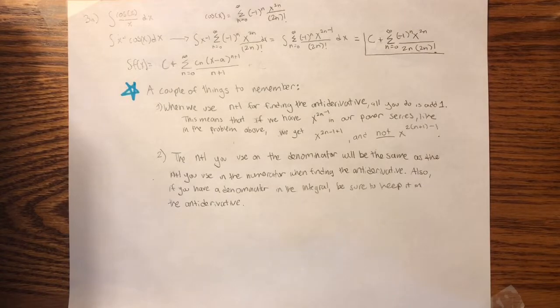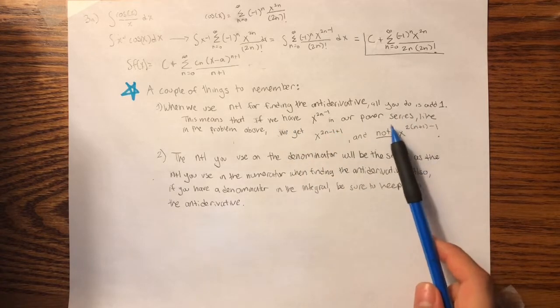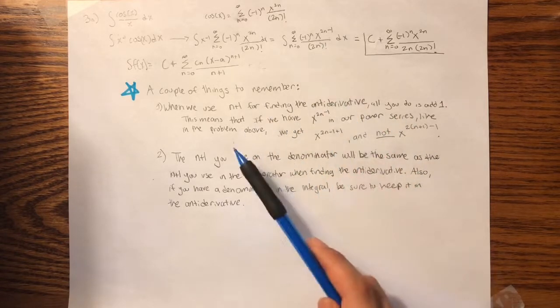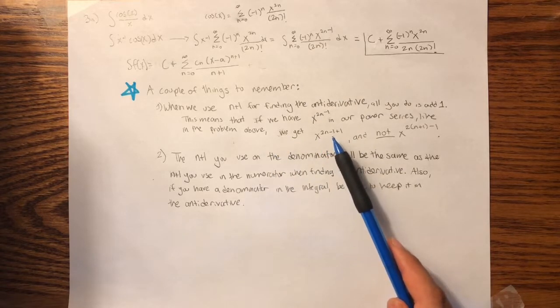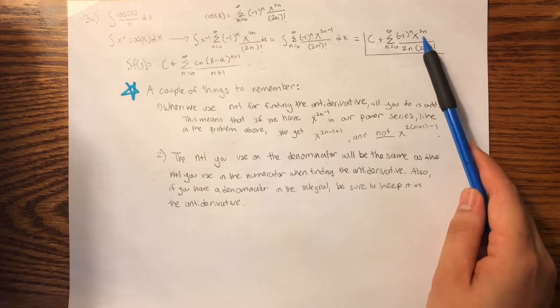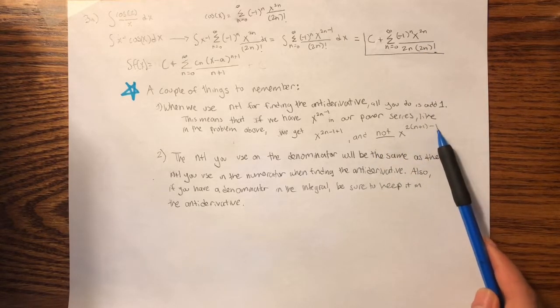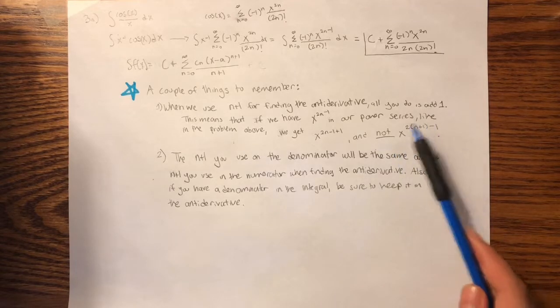Here are a couple of things to remember. First, when we use n plus 1 for finding the antiderivative, all you need to do is add 1. This means that if we have x to the 2n minus 1 in our power series, like we did over here, we get x to the 2n minus 1 plus 1, which just simplifies to x to the 2n, you see over here, and not x to the 2 times n plus 1 minus 1, which would get you a completely different exponent.